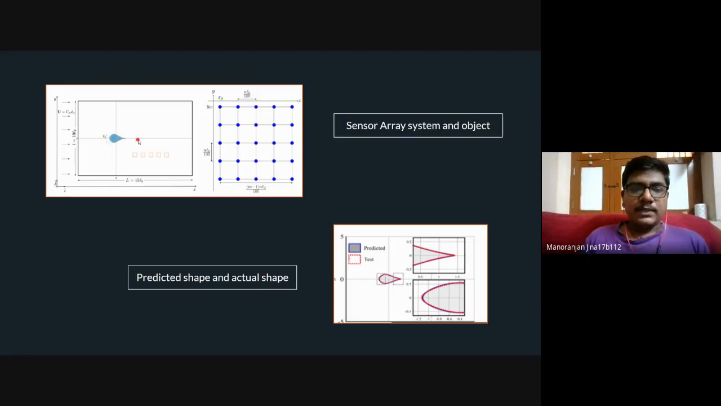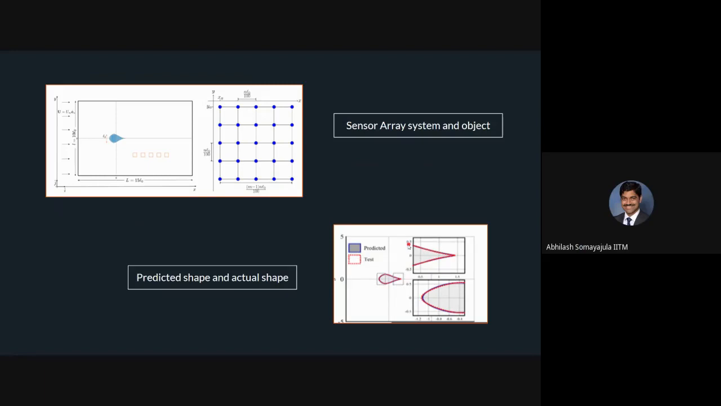Once this object moves, the sensors will be present around the square boxes that you see here. It can be anywhere. Depending upon the distance from the sensor array, how well we can predict that object also depends upon that. Then moving on, in this picture you can see some of the results. The shape we had to predict was this object, and as you can see, they were able to predict the shape very accurately.